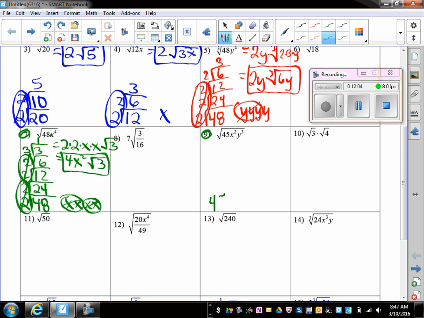All right, so let's break down 45. 3 goes into 45. What's left? 15. What can we divide 15 by? All right, and just to help those of you that maybe prefer it this way, we'll go ahead and divide 5 by 5 is 1. Still the same factors. You don't need to put the 1 underneath your square root. So x squared is x times x. Y cubed is y times y times y.